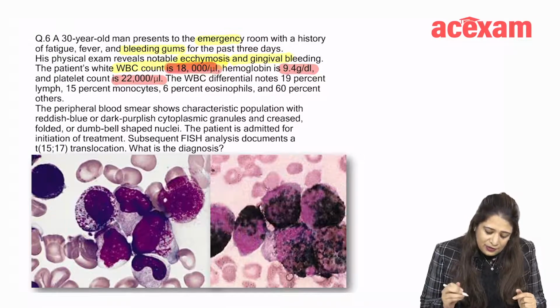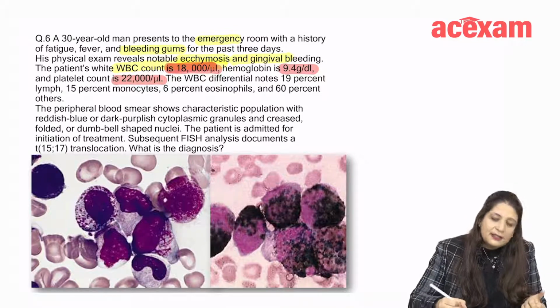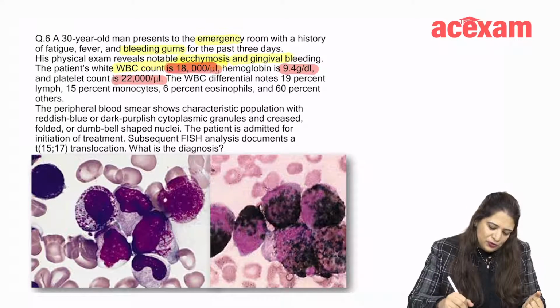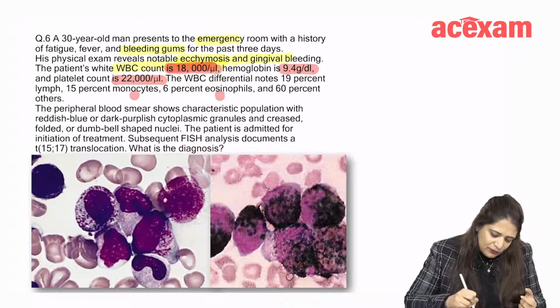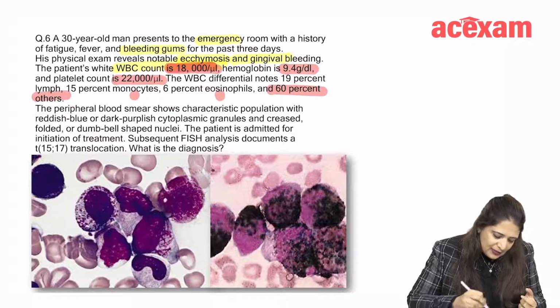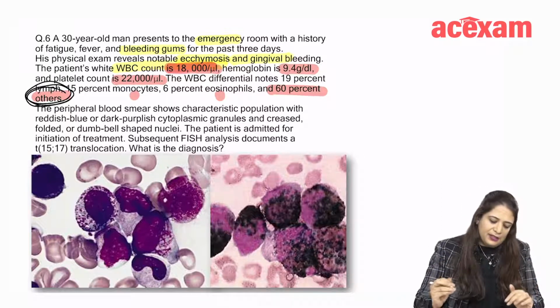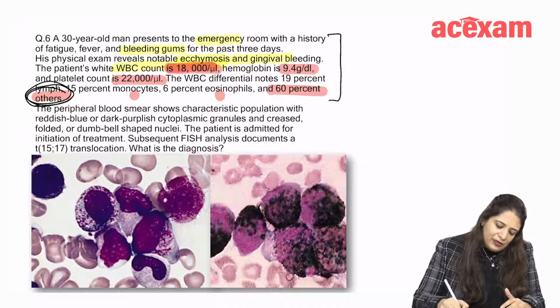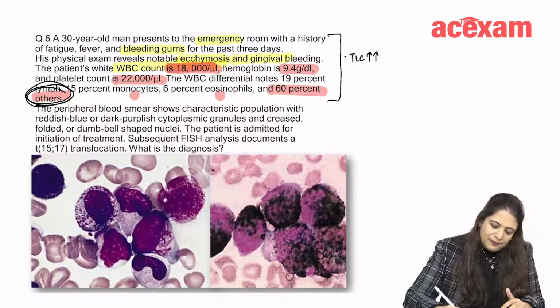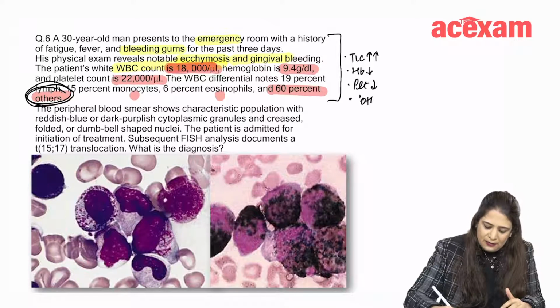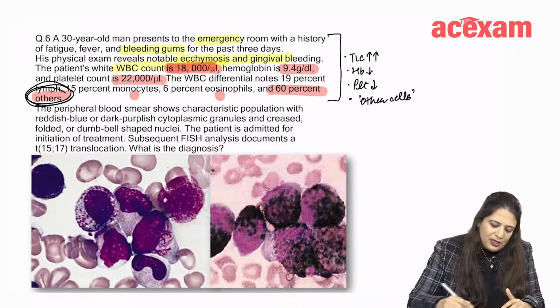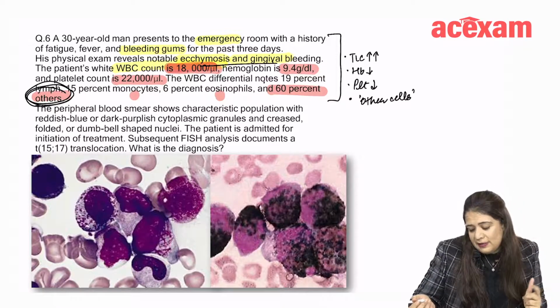Then the WBC differential, that is the DLC, the differential leukocyte count, is showing some lymphocytes, monocytes, eosinophils and 60% others. So there are some atypical cells which they are calling others. By this history itself, we know this is a person whose TLC is increased, hemoglobin is decreased, platelets are decreased, and there are certain other cells. Then the patient has symptoms of low platelets, that is gingival bleeding, could be a coagulopathy, right?